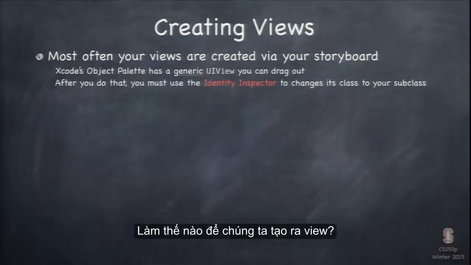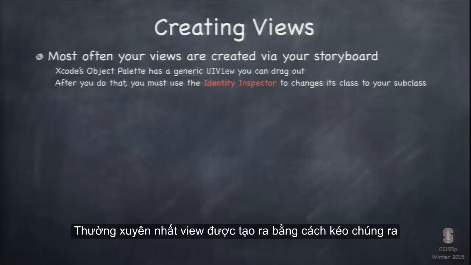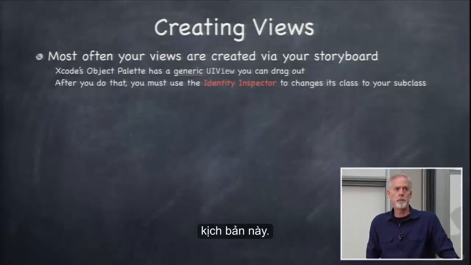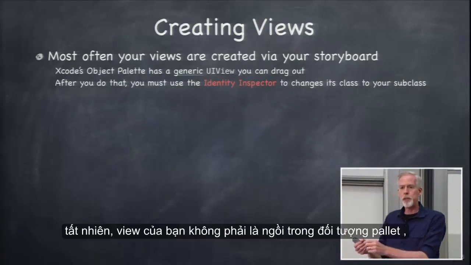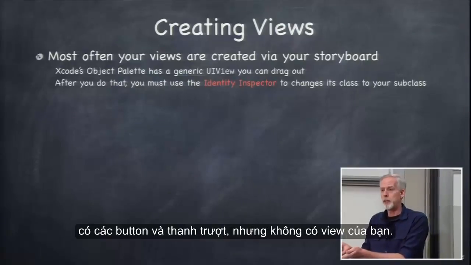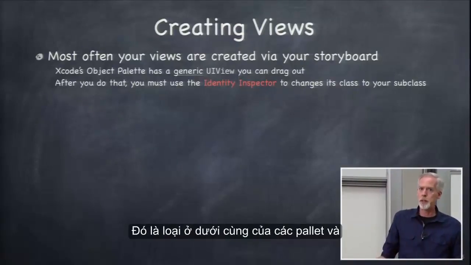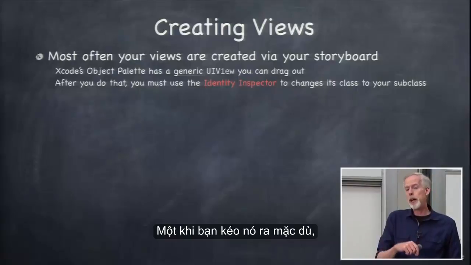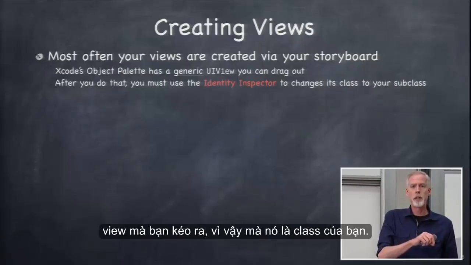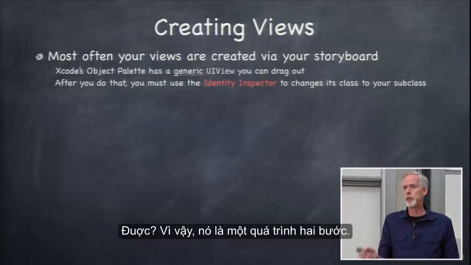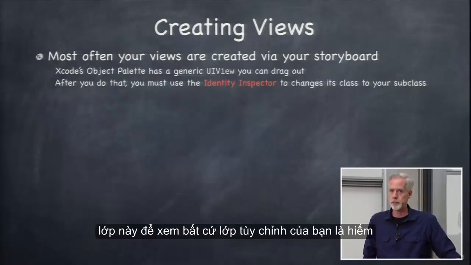Okay, so creating views. How do we create views? Most often, views are created by dragging them out into your storyboard. Okay? That's 95% of the time. But of course, your views aren't sitting in the object palette. There's buttons and sliders, but there's no your view. So you have to drag out a generic view. It's kind of at the bottom of the palette. You just drag it out. Once you drag it out, though, you have to go to the identity inspector and change the class of that view you dragged out so that it's your class. Okay? So it's a 2-step process. You drag your custom view out, then you change its class to be whatever your custom class is.